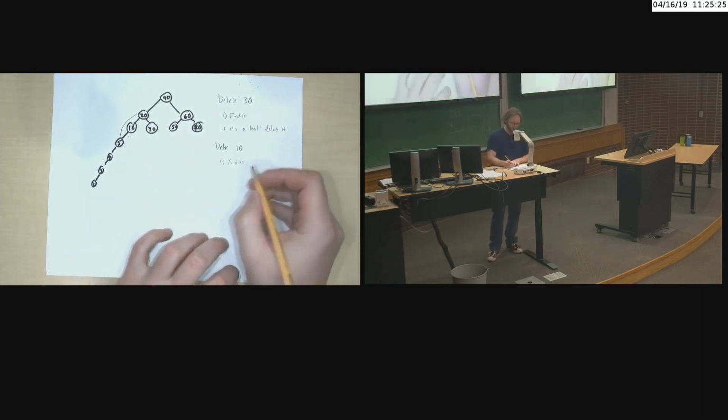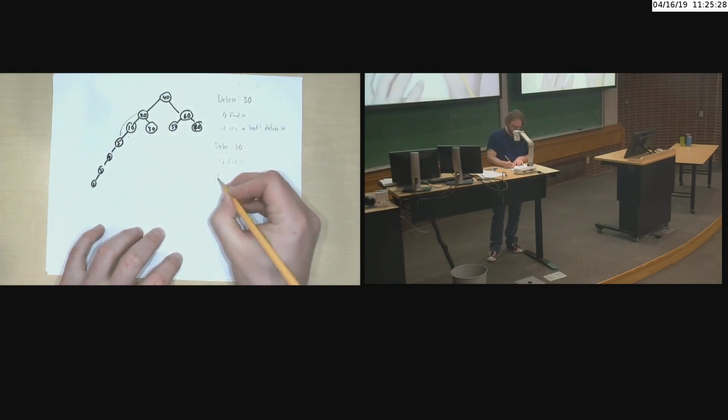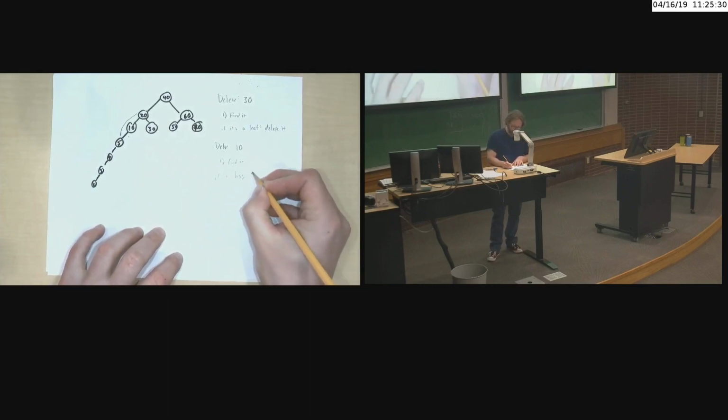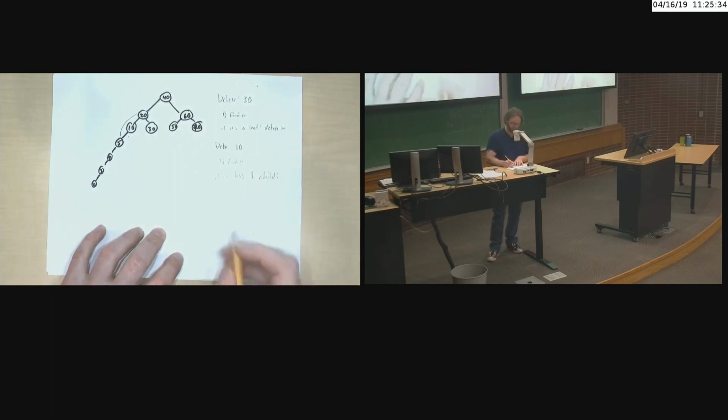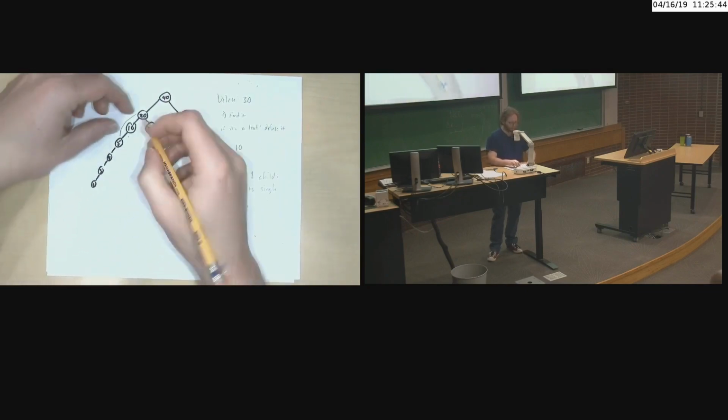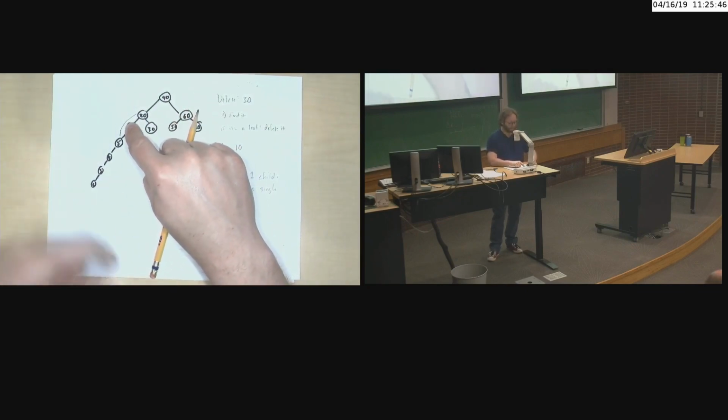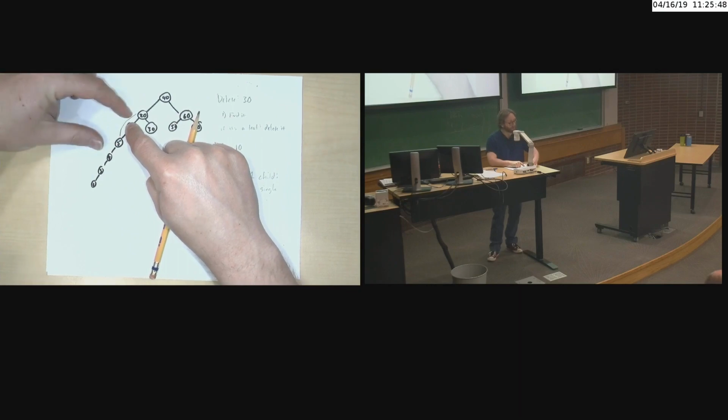So if I'm going to delete 10, find it. If it has one child, then what can I do with it? I can promote its single child up. And that's basically what I'm doing by circumventing 10 here. 5 becomes the new left child of 20. And you're good to go.